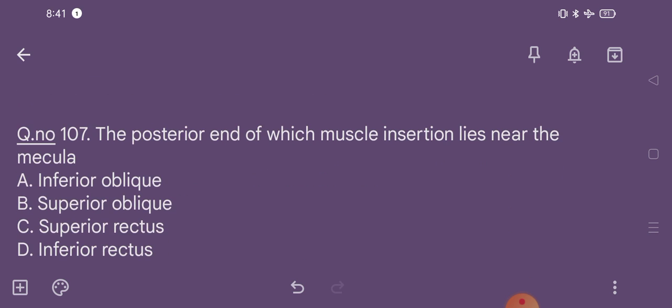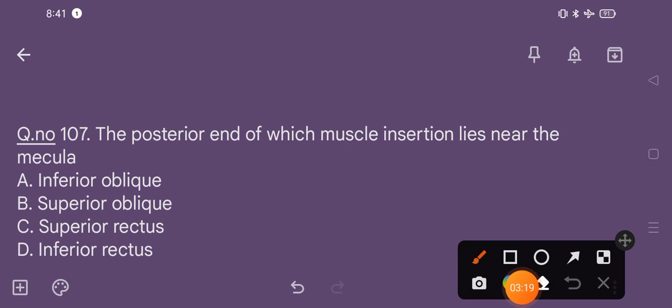Question number 107. The posterior end of which muscle insertion lies near the macula? Option A, inferior oblique; option B, superior oblique; option C, superior rectus; option D, inferior rectus. The correct option is option A, that is inferior oblique.